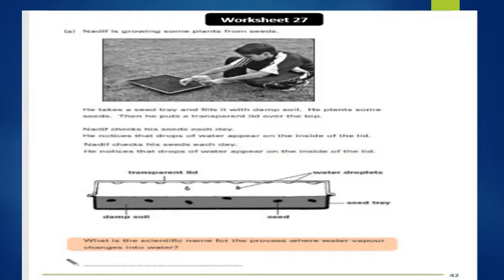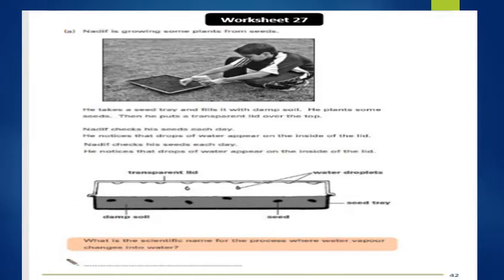They repeated those words twice, so it's okay. It's just like an assurance for the information that he is covering his seed tray with a transparent lid, and he notices there are water drops forming inside the transparent lid. What is the scientific name for the process where water vapor changes into water?